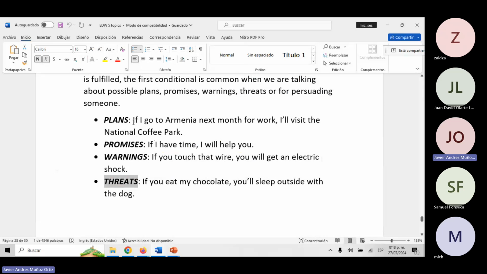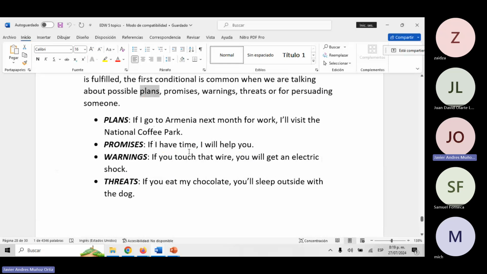This is the condition. If we go to Armenia next month for work, then this is the cause. The effect is this: I will visit the National Coffee Park, because this is a plan. And because we have already studied the future will tense, we know that a plan is a promise, and we are going to do everything possible in our hands, in our skills, in our time, in our schedule, and so on, to make this plan come true. So this is a promise for us.